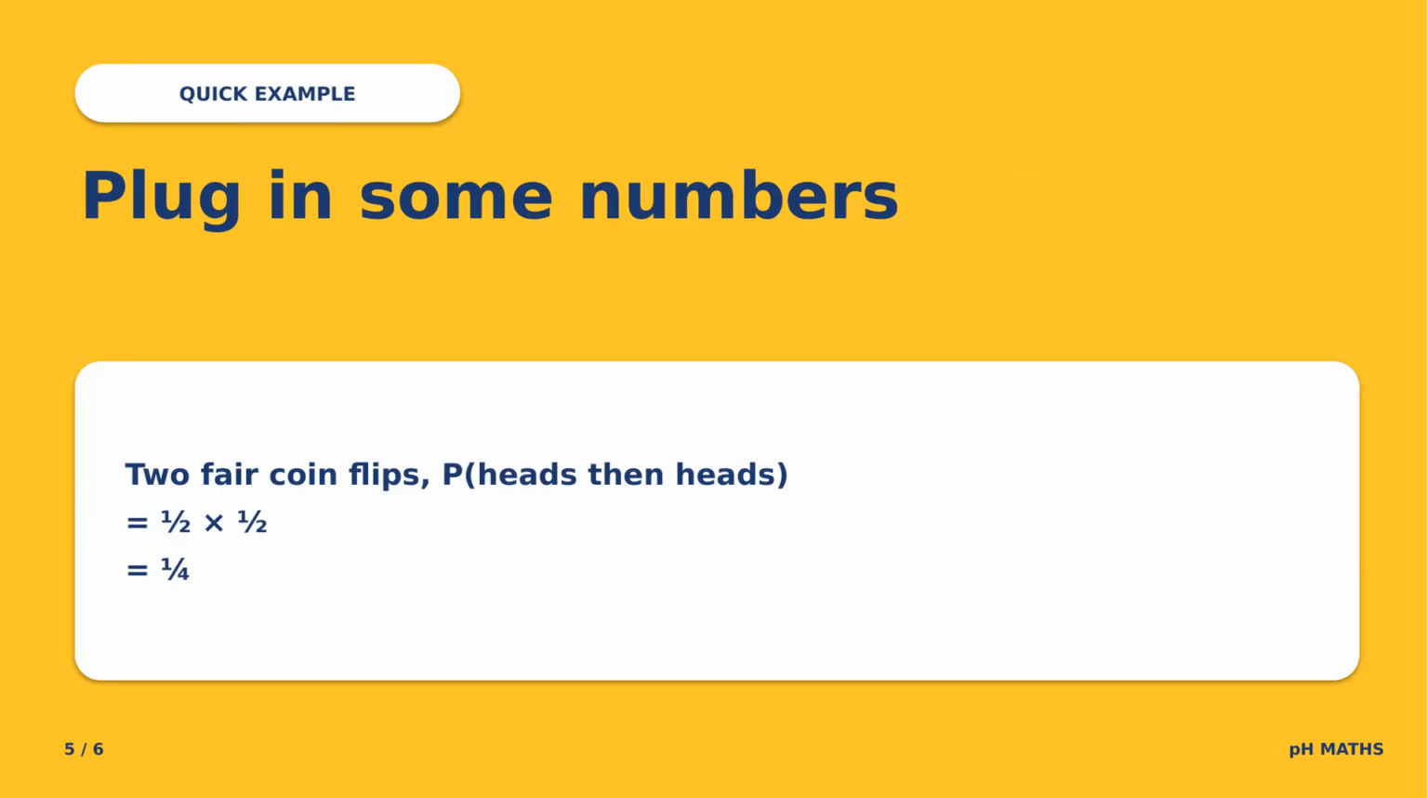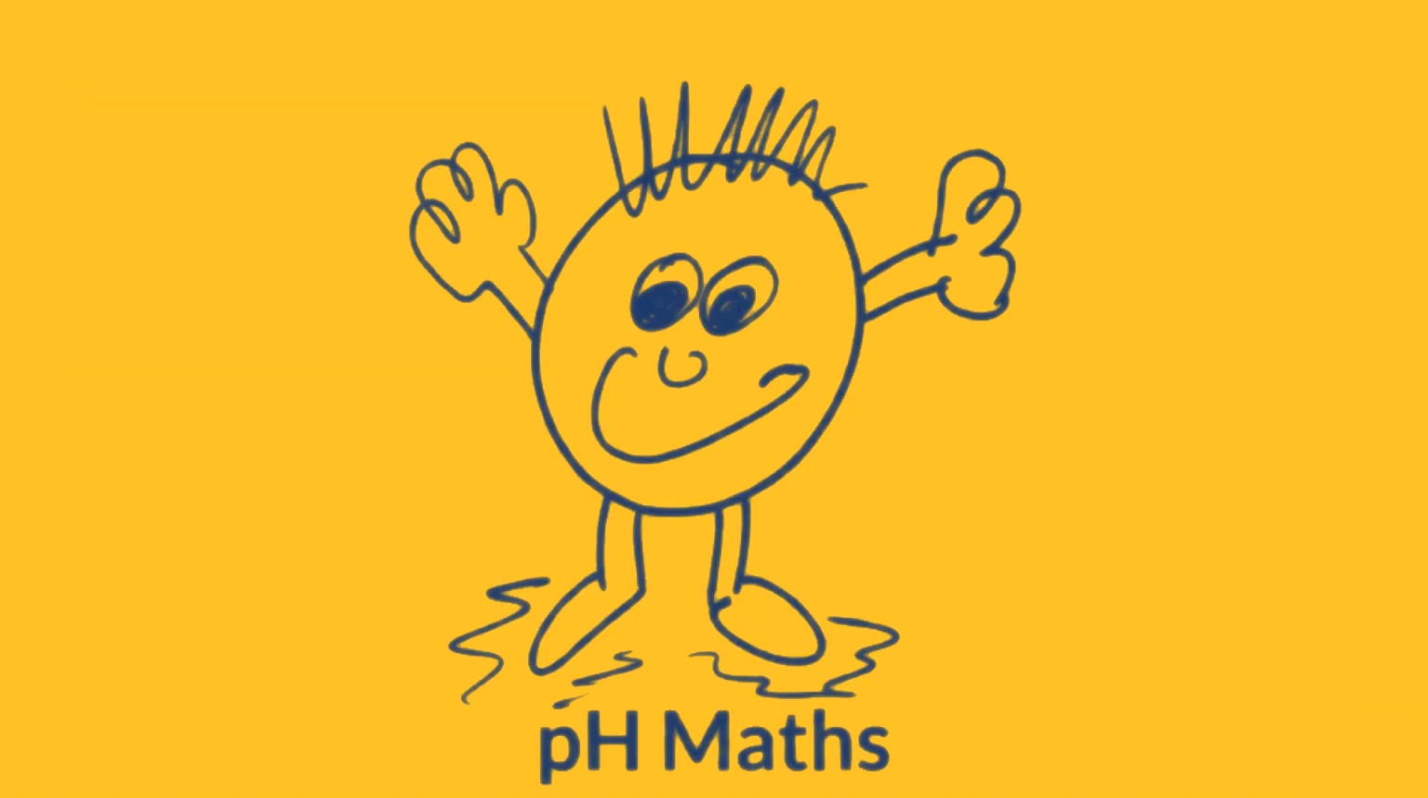Quick example: two fair coin flips. Probability of heads then heads. These are independent. So half times half equals a quarter. 3 coin flips, all heads, half cubed, equals 1 over 8. Same rule, applied repeatedly.